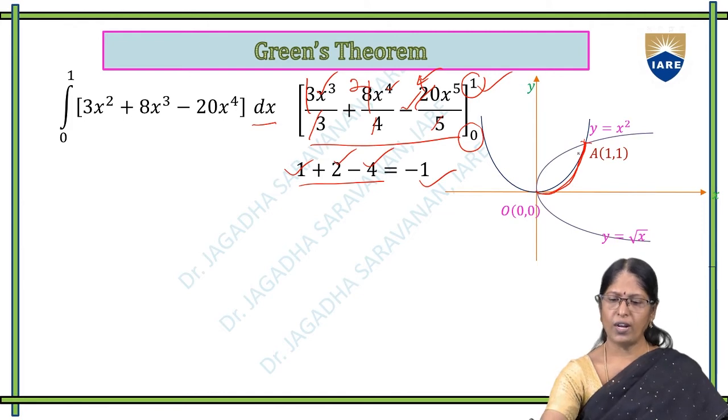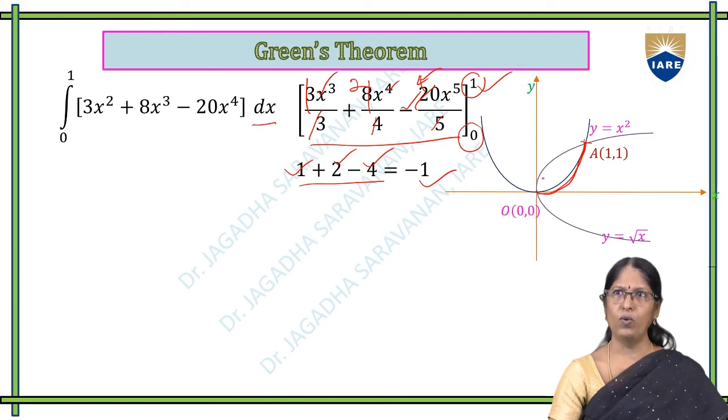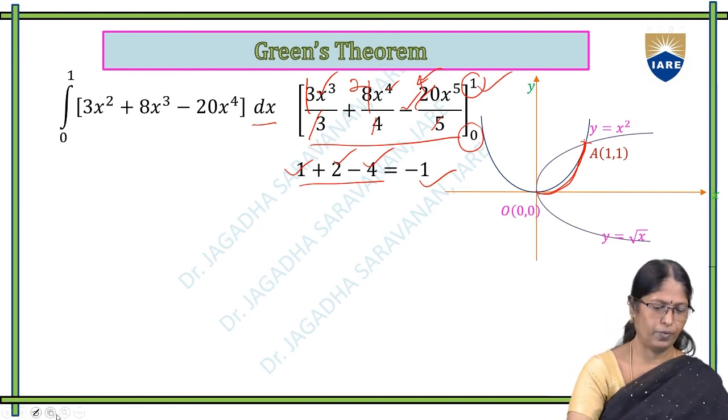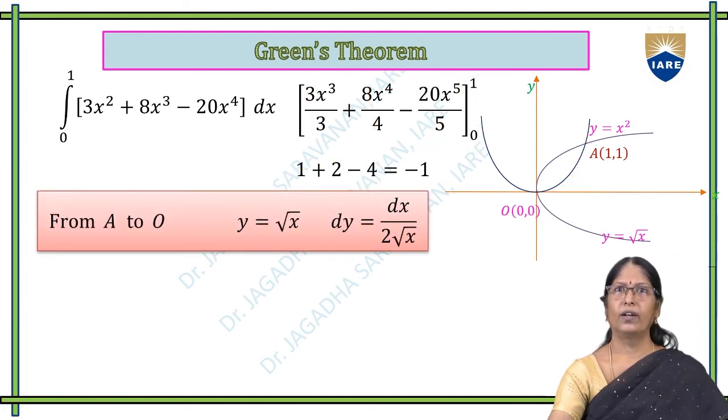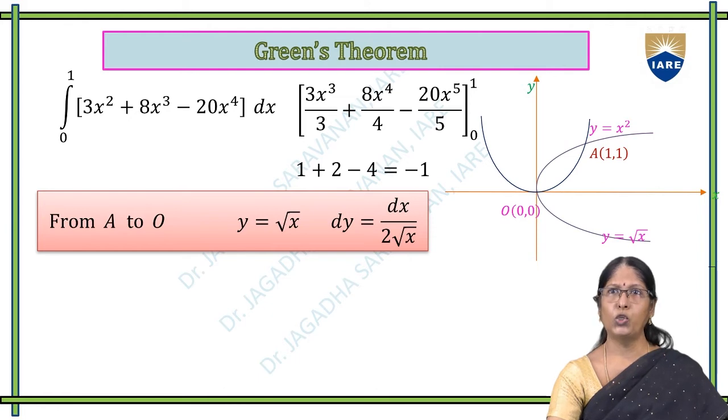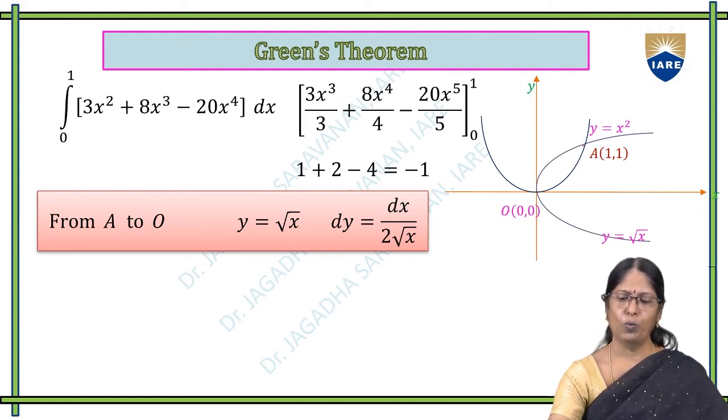Now we are at the point A. From A to O we are going to move. That is the next line integral along AO, that we are going to concentrate on now. Yes, now from A to O we are going to move. So I am shading the drawing. That is, from A to O we are moving.